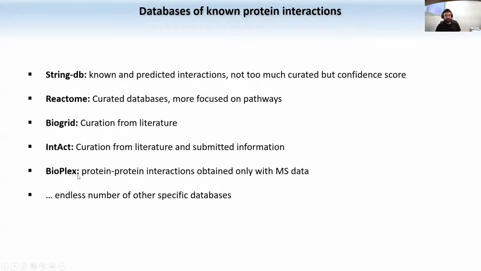For example, Bioplex is a database that is made by a lab at Harvard, and it is exclusively based on mass spectrometry data. So the protein-protein interactions that are annotated in that website are the result of immunoprecipitation experiments of specific proteins. So you can see which proteins interact with which from mass spec data. It could be a useful positive control if you are doing an immunoprecipitation yourself.